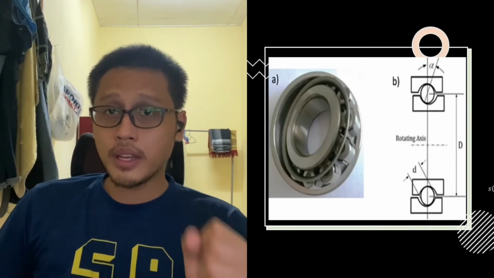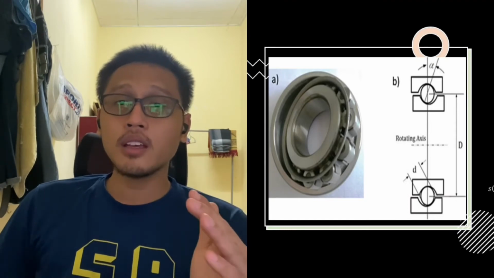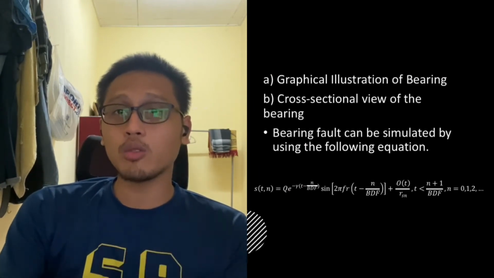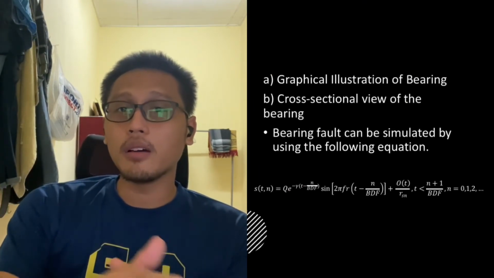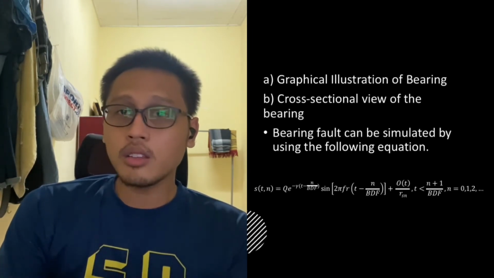Okay, next. As we can see, we have two figures. A is the graphic illustration of the bearing, the real picture of the bearing, and second is the cross-sectional view of the bearing, where we can see the fault that occurs on the bearing. So bearing faults also can be simulated by using the equation beside the figure.